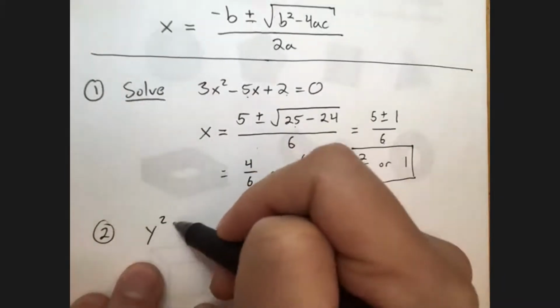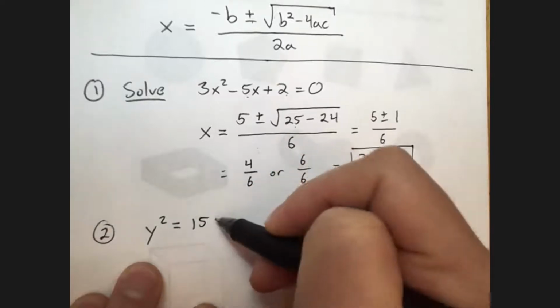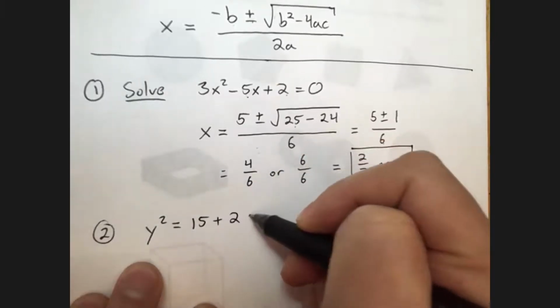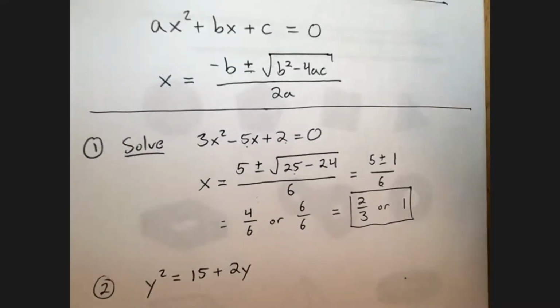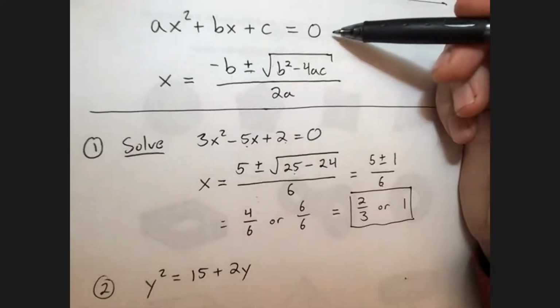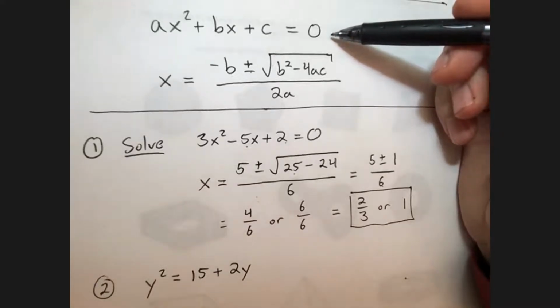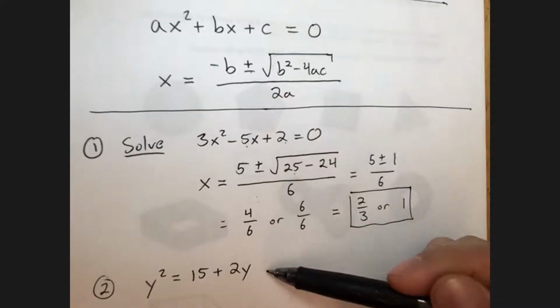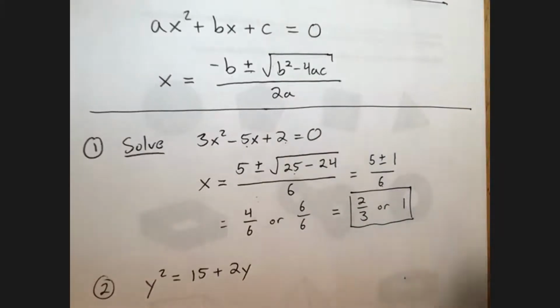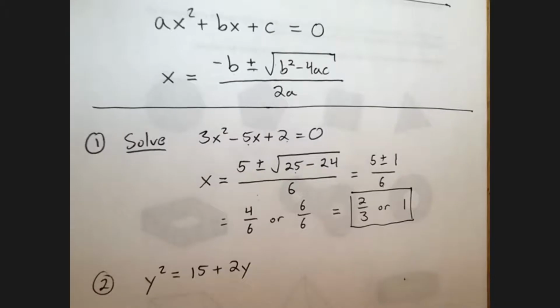y squared equals 15 plus 2y. Okay, well, for this problem, we don't yet have it in the form to which the formula applies. We need to have it in this form. And what is that form? Well, we have a 0 on the right-hand side. So that's not yet like that. So we need to manipulate this equation a little bit using algebra so that there's a 0 on the right-hand side. So let's do that.